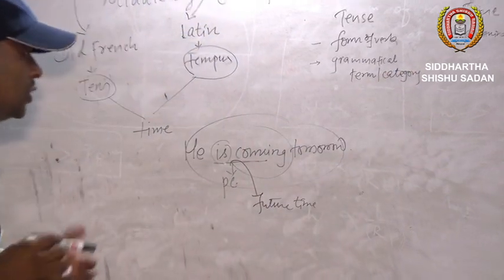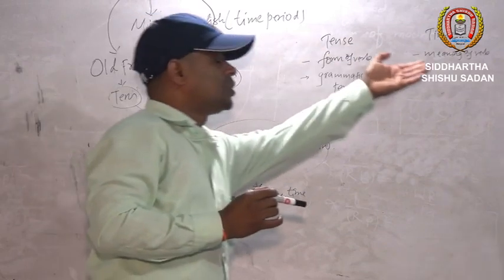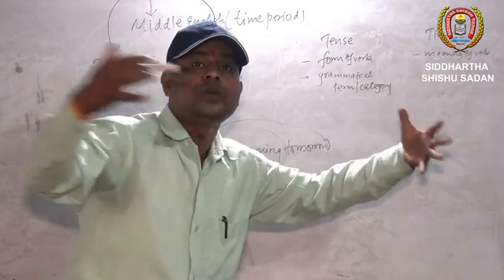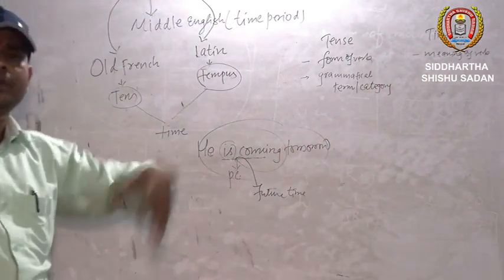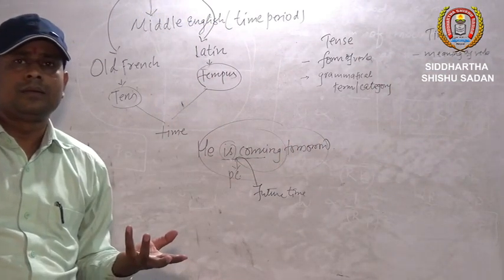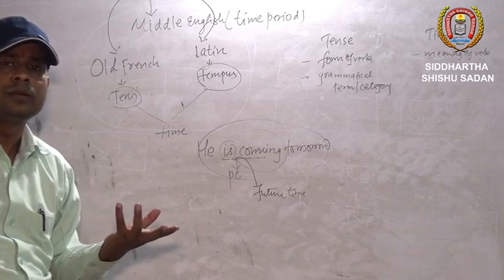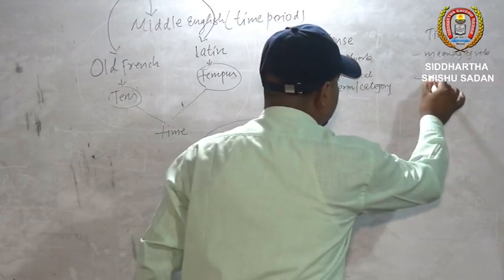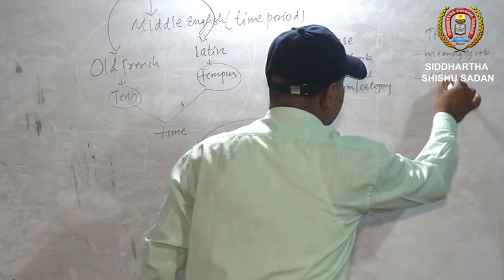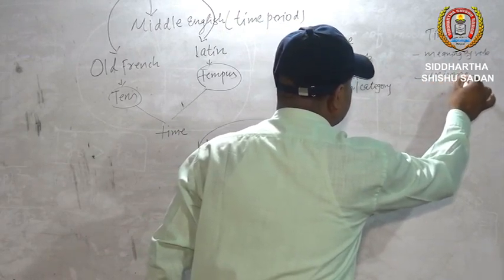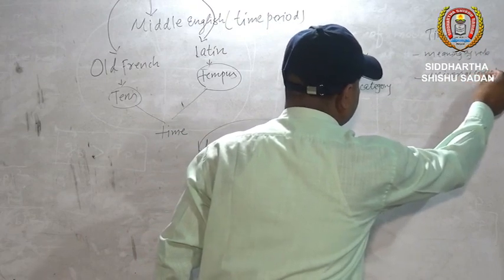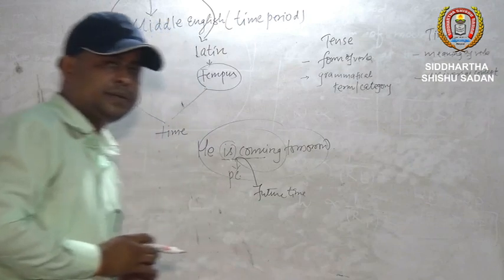Whereas time is a universal concept. It is everywhere. Time is everywhere. So for the second, please write here: it is a universal concept. Universal concept. Okay.